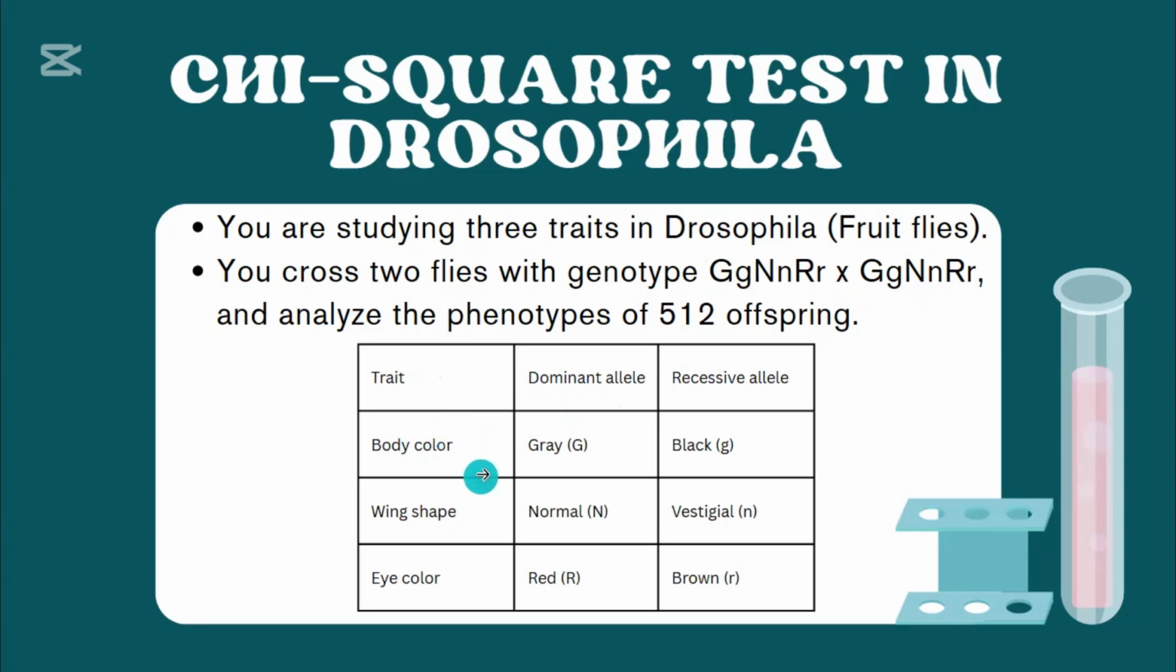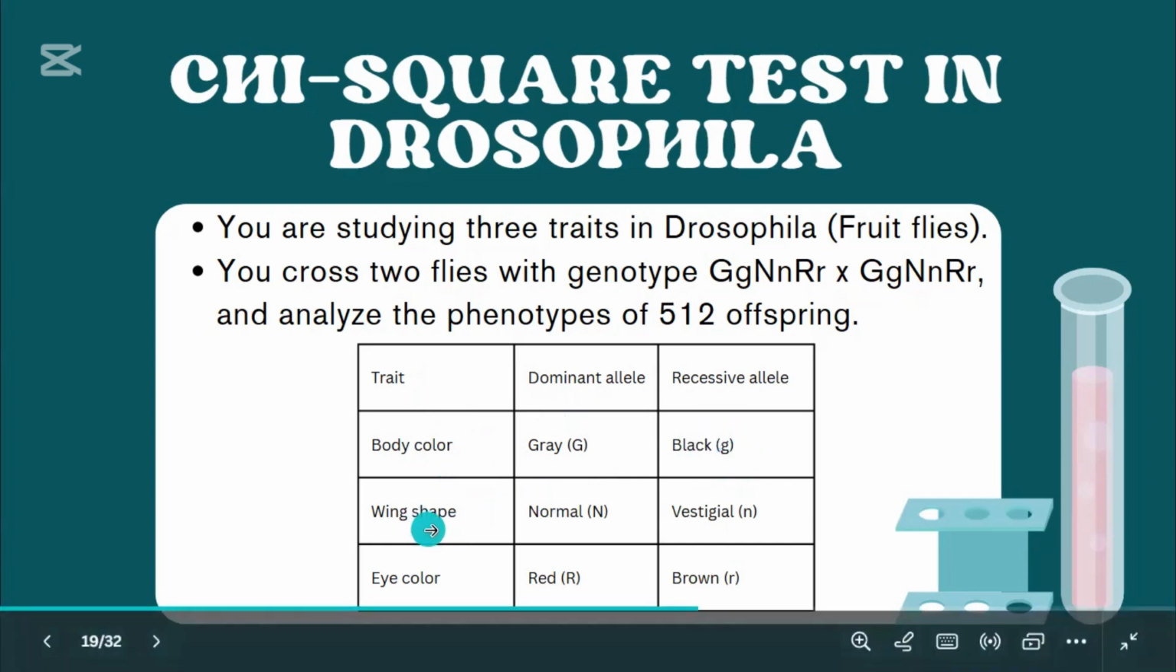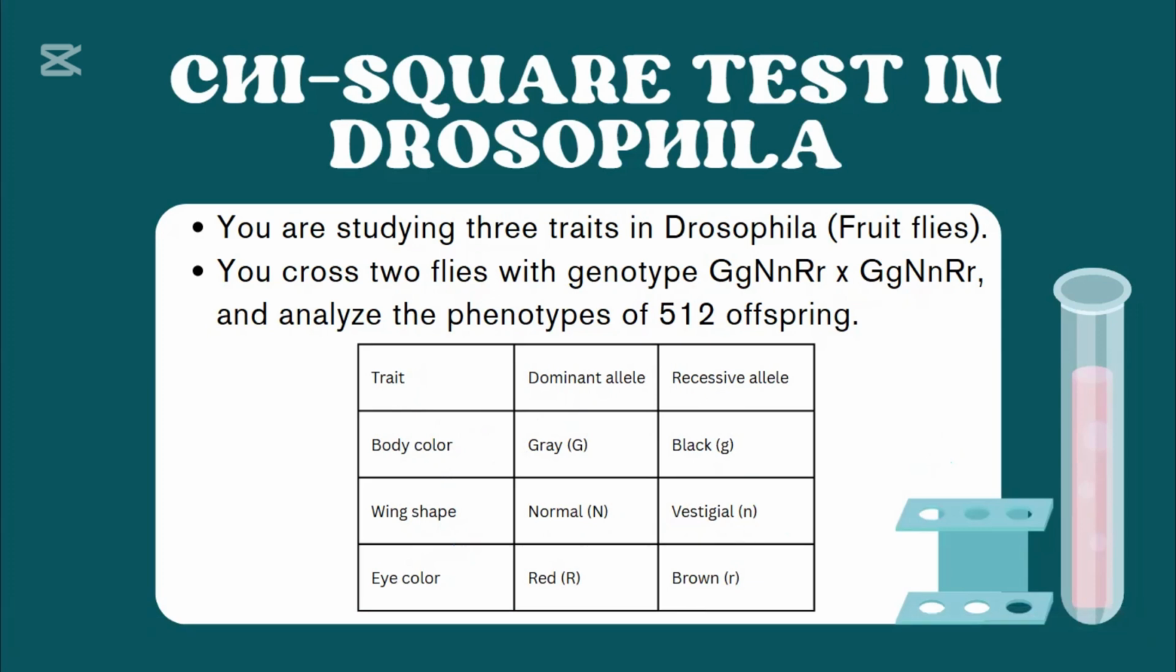In here we can see the body color, which is gray and black. Gray is dominant to the black, which is recessive. Wing shape, which is normal or vestigial, and eye color, which could be either red or brown, depending on the allele that is used and the genotype.